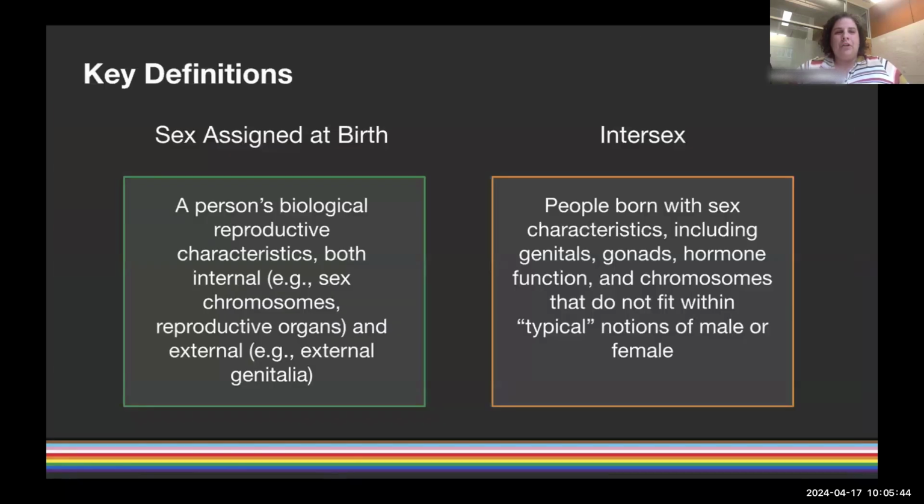Before we can get into question writing, I just want to make sure we're on the same page about some of the terms we're going to use in today's talk. So sex assigned at birth refers to a person's biological reproductive characteristics, which might be internal, like your chromosomes, or external, like your genitalia, reproductive organs, and so on. Intersex are people who are born with sex characteristics, including genitals, gonads, hormone function, and chromosomes, that do not fit within the typical notions of male or female.